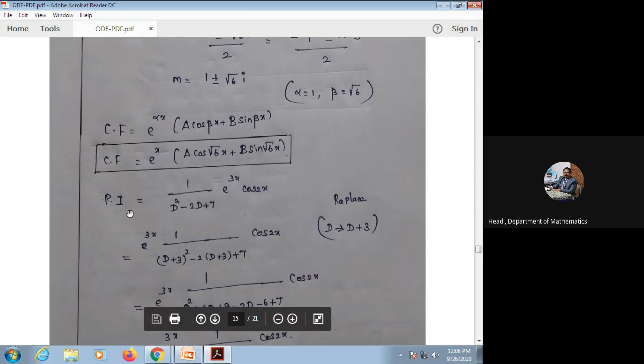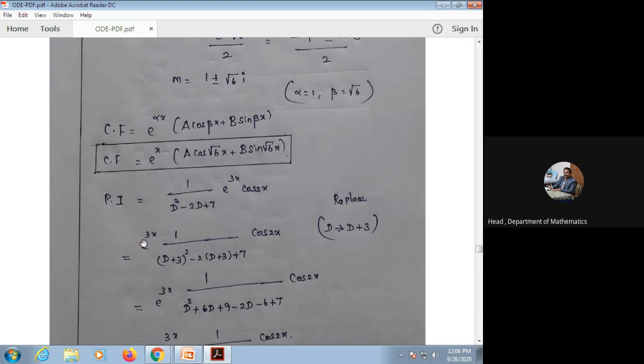This is the type 4 problem, because it is the e power ax into cos ax form. So we have to replace d by d plus 3, because we have to use the e power value. So 1 divided by d squared minus 2d plus 7 into e power 3x into cos 2x.